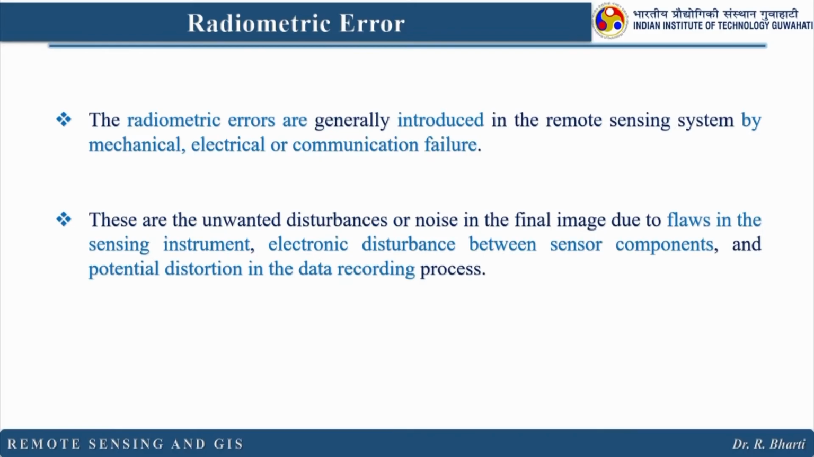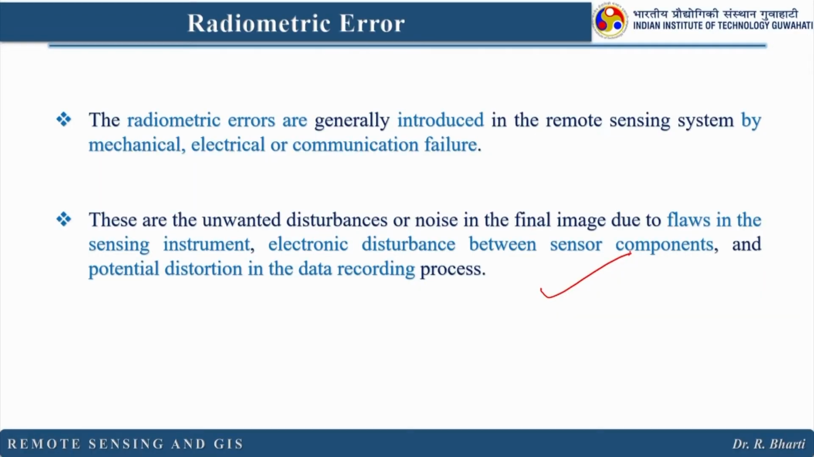So the second point is, these are the unwanted disturbance or noise in the final image due to flaws in the sensing instrument, electronic disturbance between sensor components, and potential distortion in the data recording processes. The same thing is explained in different language, right. But I hope you have understood this particular concept.